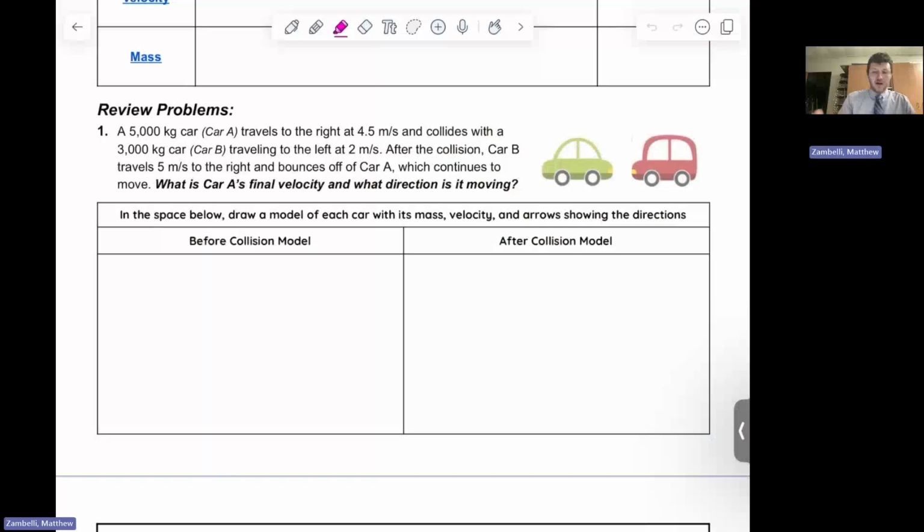Hey y'all. All right, so I just wanted to walk through a practice problem just in case we forgot what was going on. We can review together, and then you guys have the rest of the worksheet to complete all on your own.